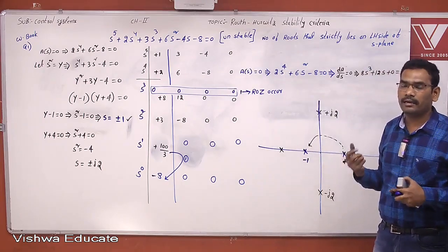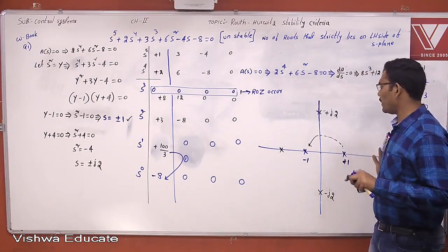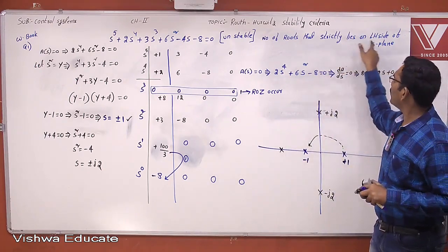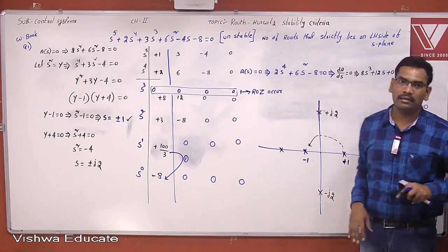Where is the 1? Take a question. Definitely it should not be on the right because there is only one sign change. 1, 2. Total strictly poles on the left hand side is only 2. Okay. Now clarity.